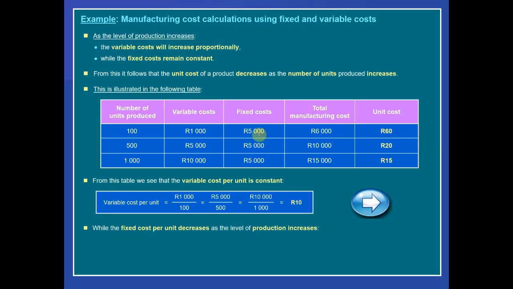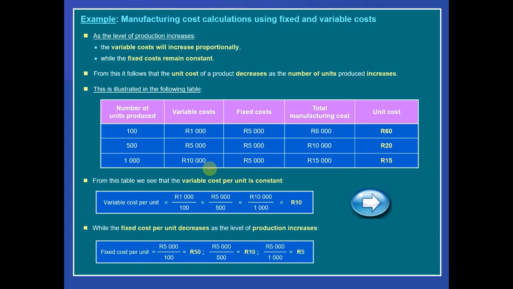Originally we have 5,000 divided by 100, which is 50 Rand, the fixed cost of 50 Rand per unit. But as we produce more units, we have 5,000 divided by 500, which reduces the fixed cost per unit to 10 Rand. And then if we have 1,000 units, it will reduce the fixed cost per unit to 5 Rand.